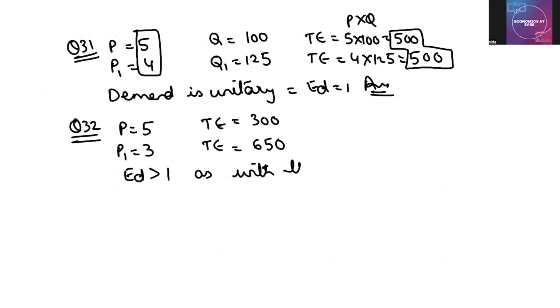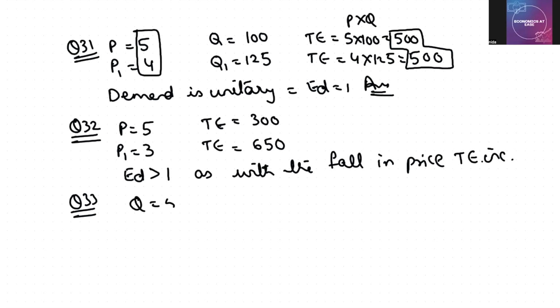with the fall in price, total expenditure increases. I'm just writing total expenditure like this. Then question number 33. A consumer buys 50 units of good at a price of 10 per unit. So consumer buy 50, that is quantity is 50 units of good at the price of 10 per unit.